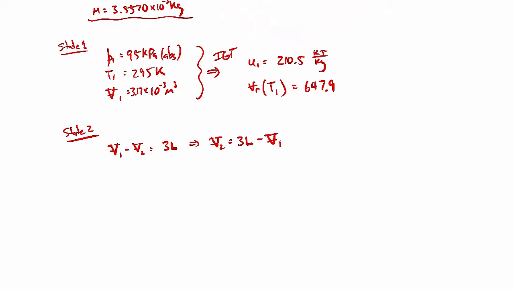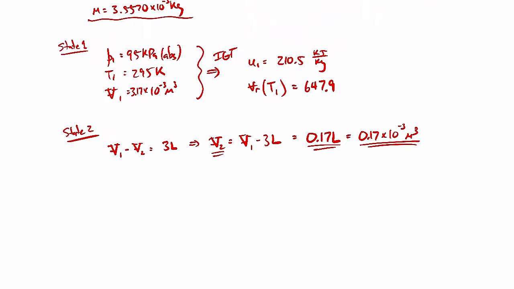Or do I have that the other way? No, I'm sorry, I have that mixed up. It'll be V1 minus 3 liters. So that means V2 will be 0.17 liters, or 0.17 times 10 to the minus 3 cubic meters. Okay, so that's the volume at 2. That's one piece of information.